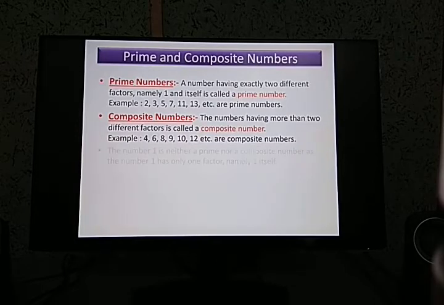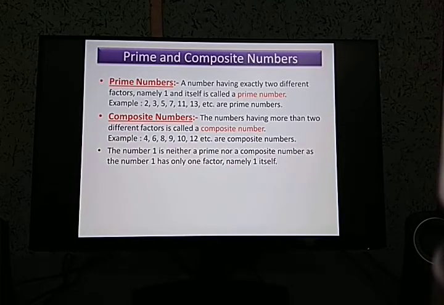Okay, so moving on now, some important points that we should remember: the number 1 is neither a prime nor a composite. Yes, this thing you should remember. Now why is this not a prime? If you see carefully, the number 1 has how many factors? It has only one factor, that is 1 itself. So according to the definition of prime numbers, it doesn't fit, because there should be exactly two different factors, but here there is only one factor, that is 1 itself.